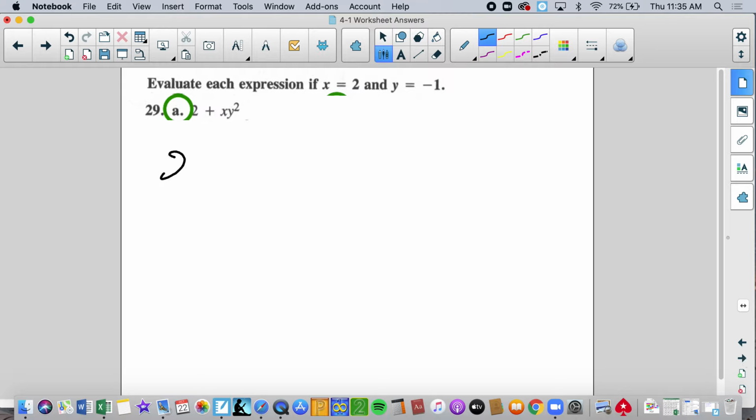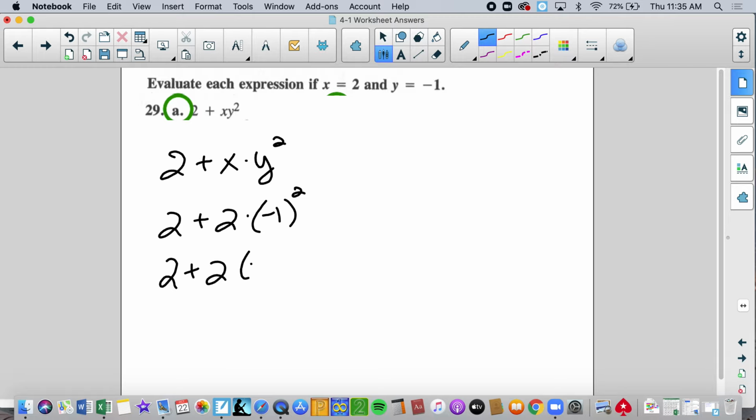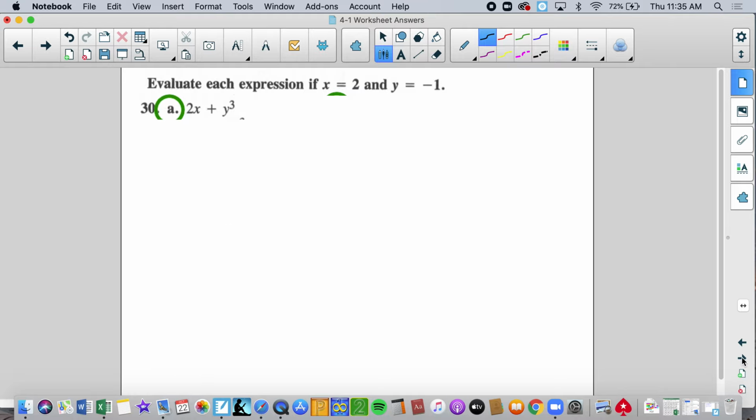Here we have 2 plus x times y to the second. That's 2 plus 2 times, again, negative 1 squared. We're going to do exponents first. So negative 1 squared is negative 1 times negative 1. Negative 1 times negative 1 is 1. We're going to do multiplication before addition. And then we get 4. So 2 times 1 is 2 plus 2 gives you 4.